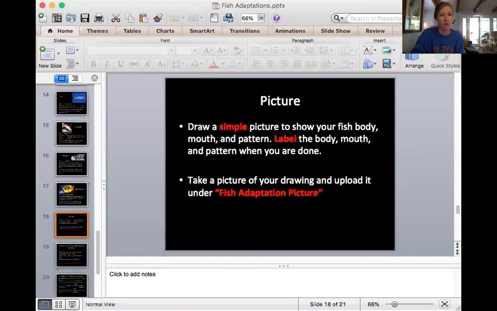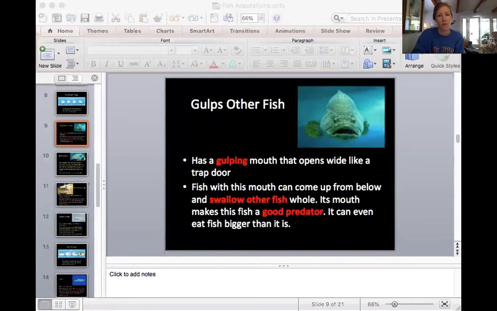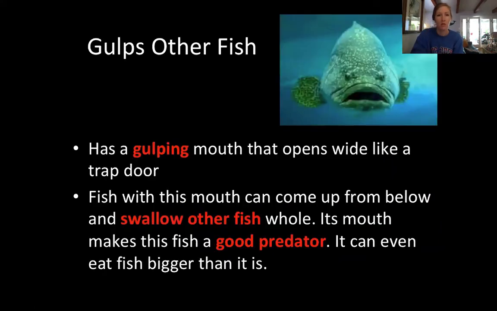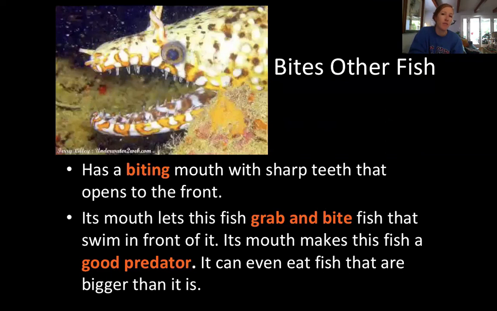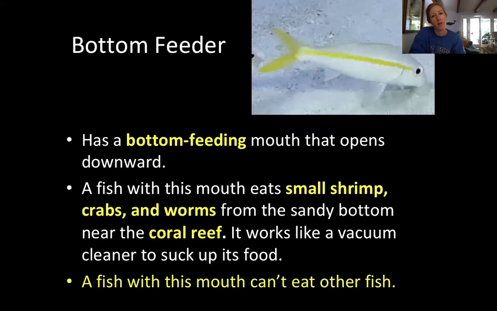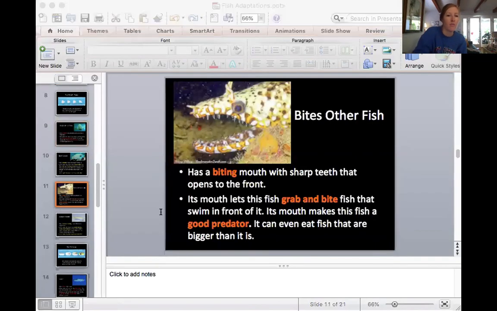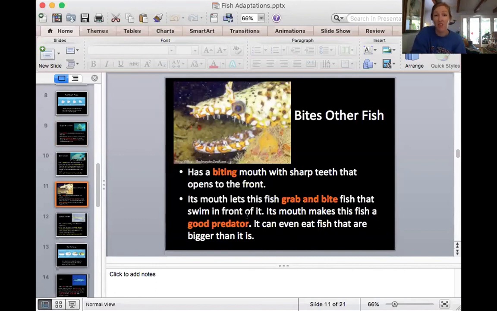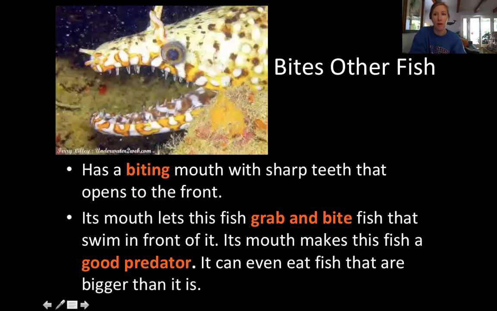Okay, there's the mouth. So the best food for my fish is, here's the gulping mouth, the grazing mouth, the biting mouth, and the bottom feeding mouth. I did the biting mouth. And the best food for my fish is other fish because its mouth can grab and bite fish that swim in front of it. That's what I'll write.